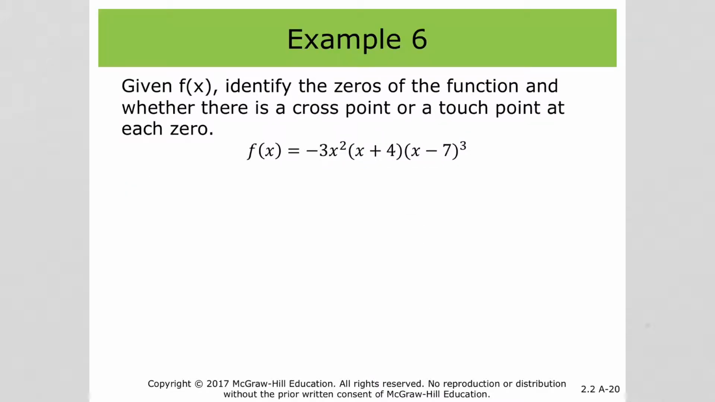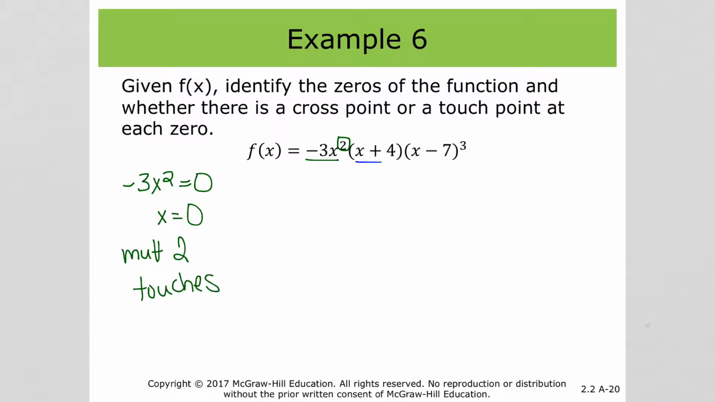Okay, so moving a little bit further, identify the zeros of the function and whether there is a cross point or a touch point at each 0. Okay, so same thing, only without a picture. So here we've got negative 3x squared. That's just x equals 0. It has a multiplicity of 2, and so that means it touches.